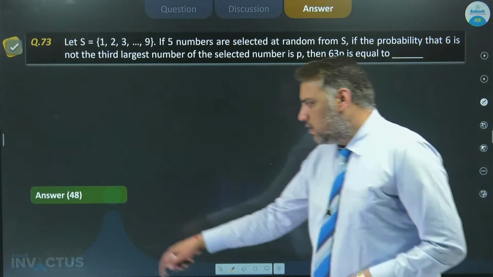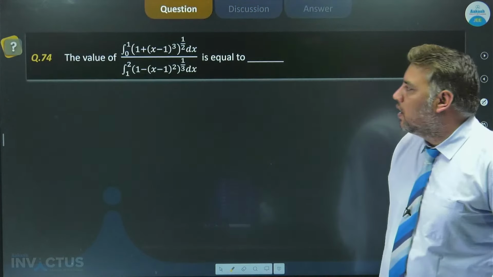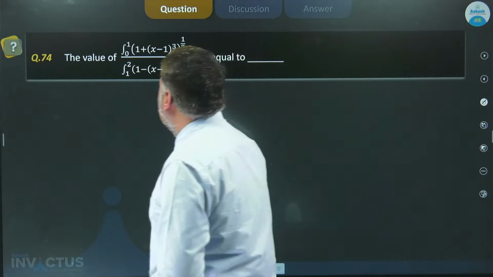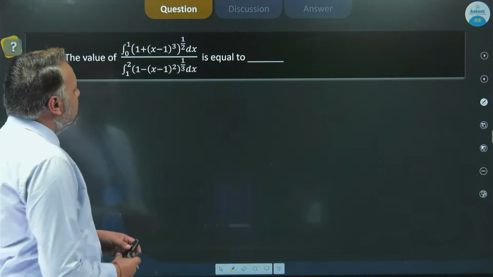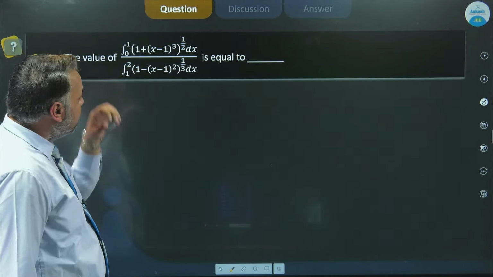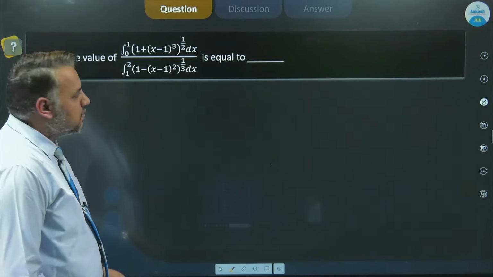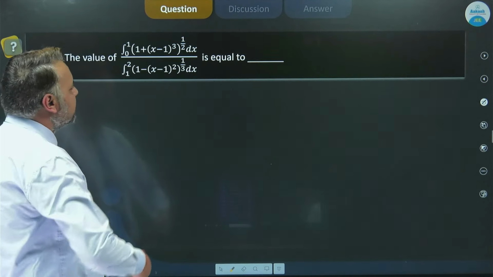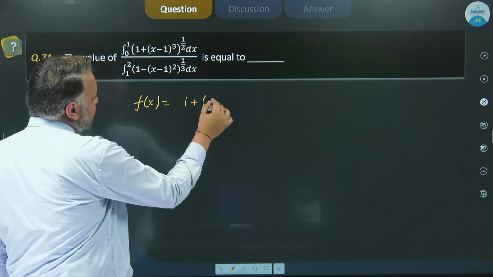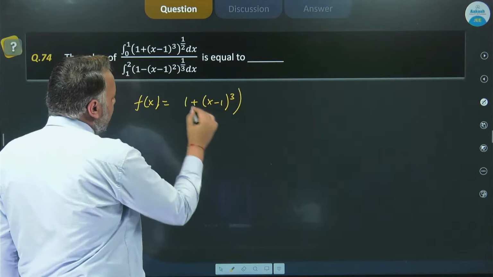So the answer is 48. Okay, next question. We have to comment on this ratio. If we observe both the expressions inside the integration, these are something like inverse of each other, but they are not exactly the inverse of each other. So if we assume a function f(x) = (1 + (x - 1)^3)^(1/2) + 1.